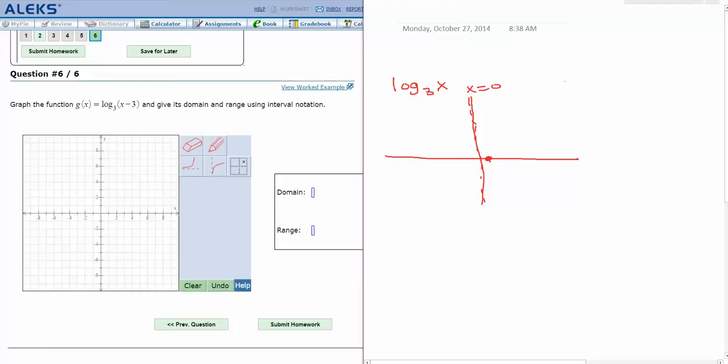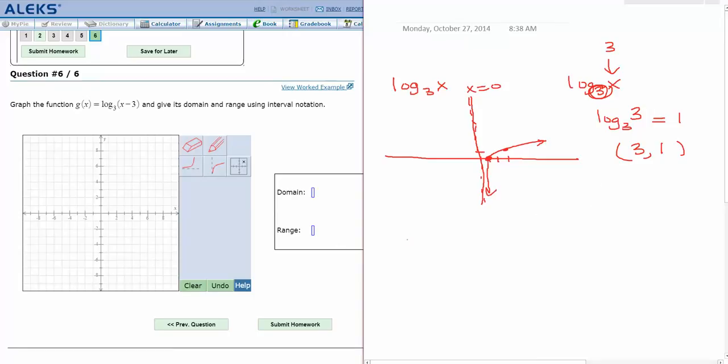What we want to do on ALEKS though is plot one more point. Now the easiest point to plot is where you take your logarithm and you let x equal the base. So for this one, since it's log base 3 of x, I'm going to let x equal 3. The reason why that's so easy to do is because it's easy to calculate. Log base 3 of 3 is equal to 1. So what you get is an ordered pair where your x-coordinate is equal to the base of the logarithm and the y-coordinate is always going to be a 1. And that gives you a second point that you can graph to get the logarithm.